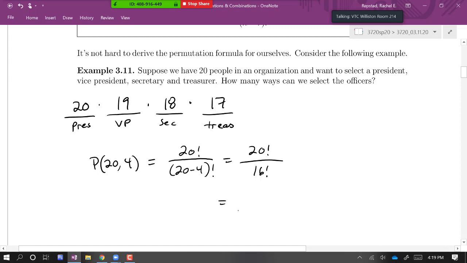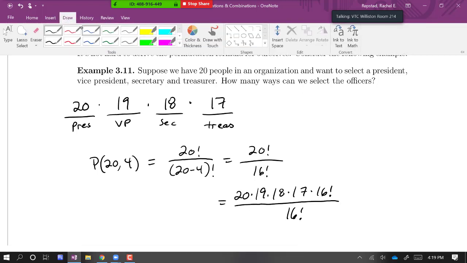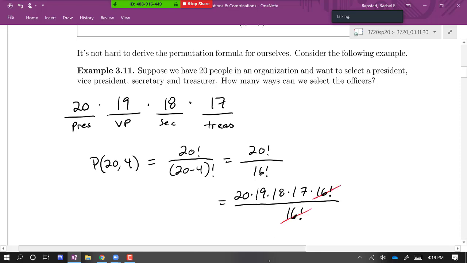20 factorial is just all the factors from 20 on down to 1, right? I'm not going to write them all, don't worry, but I'm going to write 20, 19, 18, 17. And then I've got 16 on down to 1. That's 16 factorial. And I'm dividing this by 16 factorial. So I'll just cancel those out. And we get the same product.